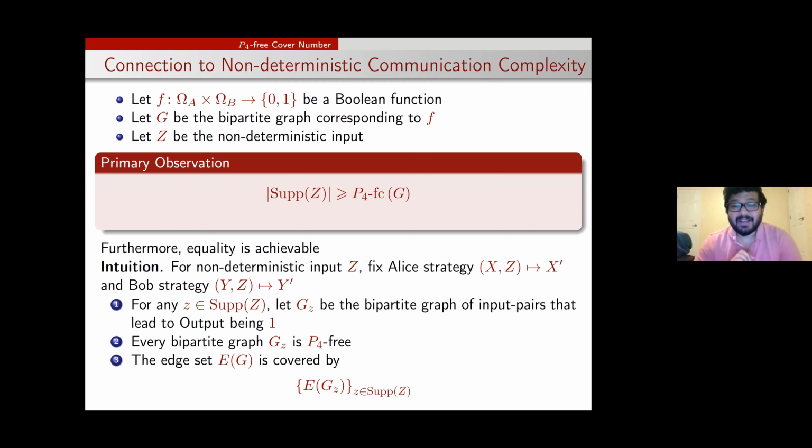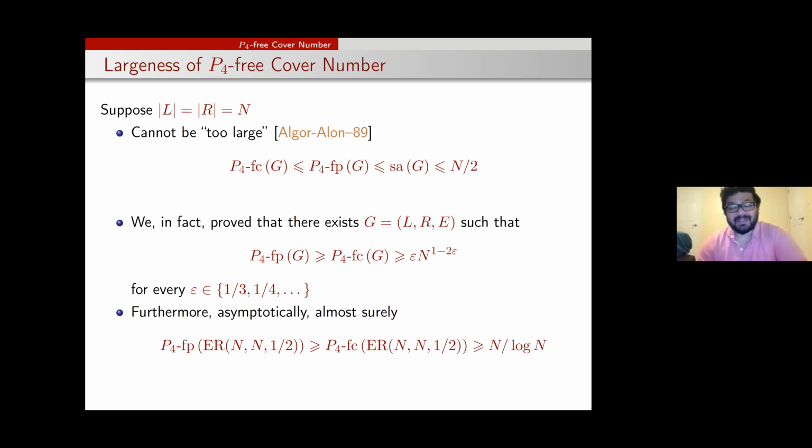So let me just quickly say that for any bound that I proved for partitions, I never used the property that edges belong to only one graph. So actually we proved a stronger bound. We proved that for the graphs that we constructed, the cover numbers are more than epsilon n to the power 1 minus 2 epsilon. And for addition graphs, the cover number is at least n by log n, asymptotically almost surely.